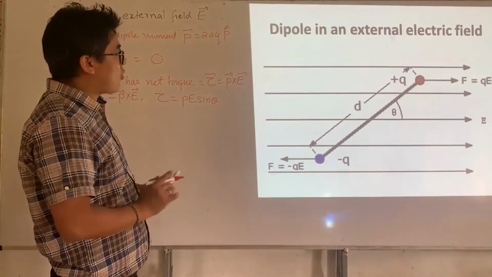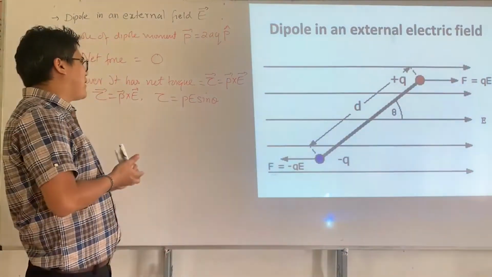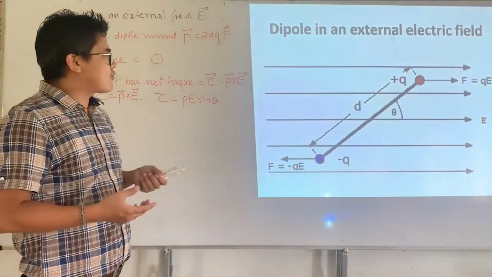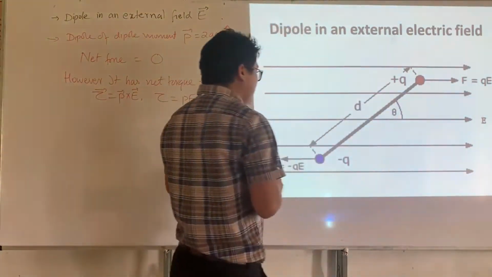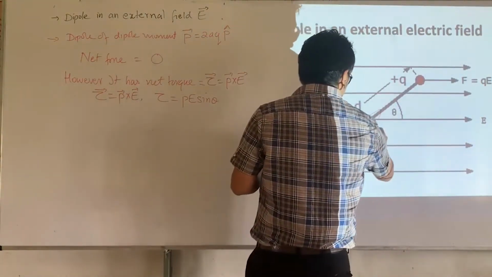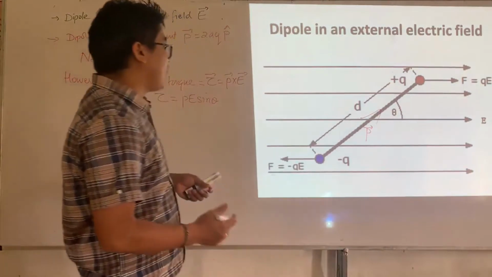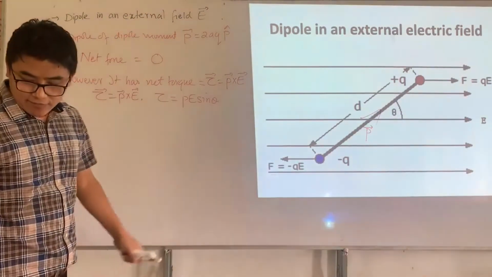Now it has torque, and the amount of torque is determined by the angle between the dipole moment and the field. The direction of the dipole moment is always from negative to positive. All right, this is what I have.